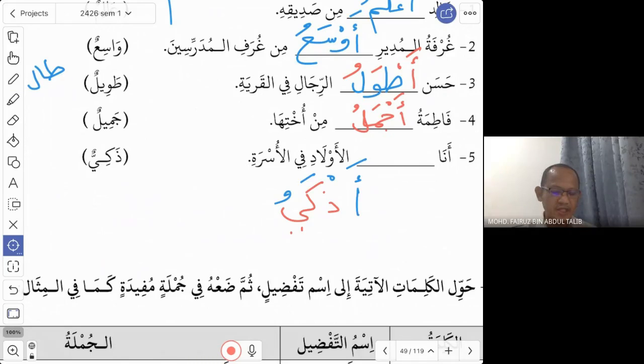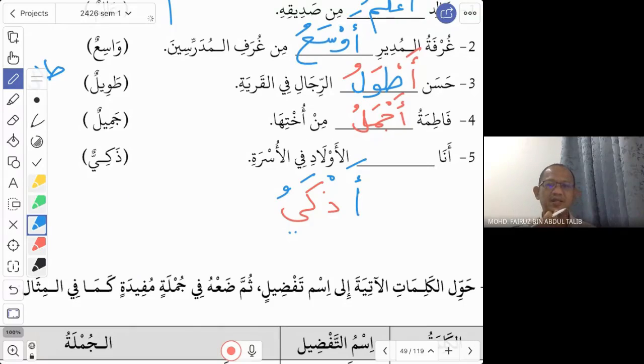But remember this: if you see a word that ends with ya and a shaddah like this, zakiyun, when it becomes isim tafdil we will not say azkayu. We remove the last vowel, and the ya changes to alif. Why? Because if you read it as azkayu, it is a bit difficult on the tongue. So the Arabs don't say azkayu; they just say azka.